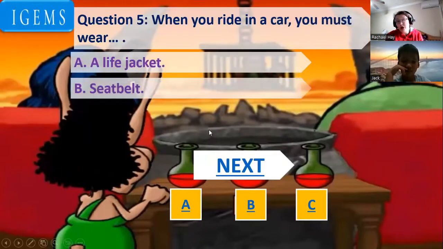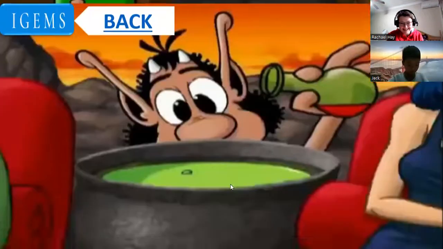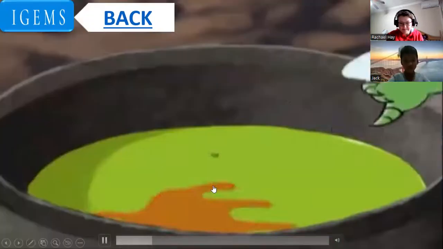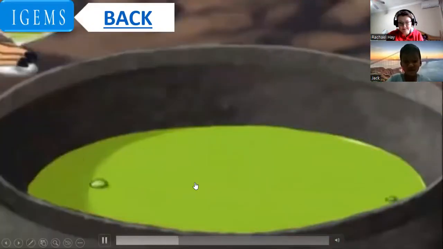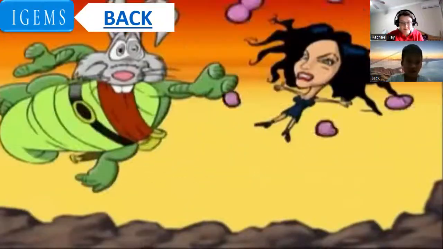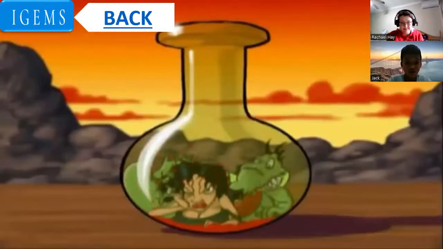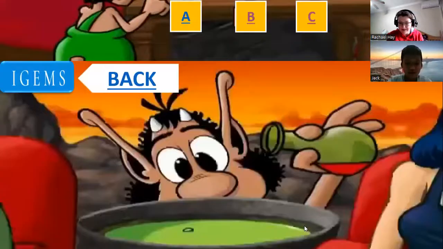When you ride in a car, you must wear a life jacket, a seatbelt, or a helmet. You can choose the wrong one. Okay. And let's just choose the wrong one for the sake of it.